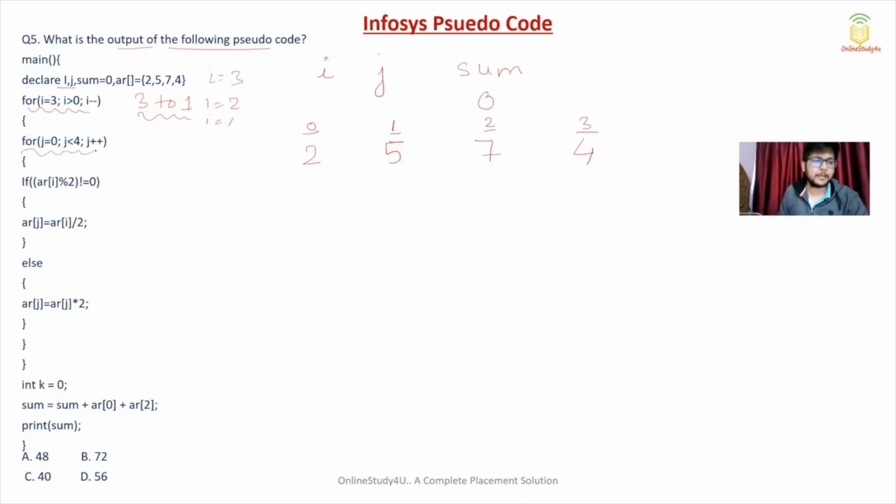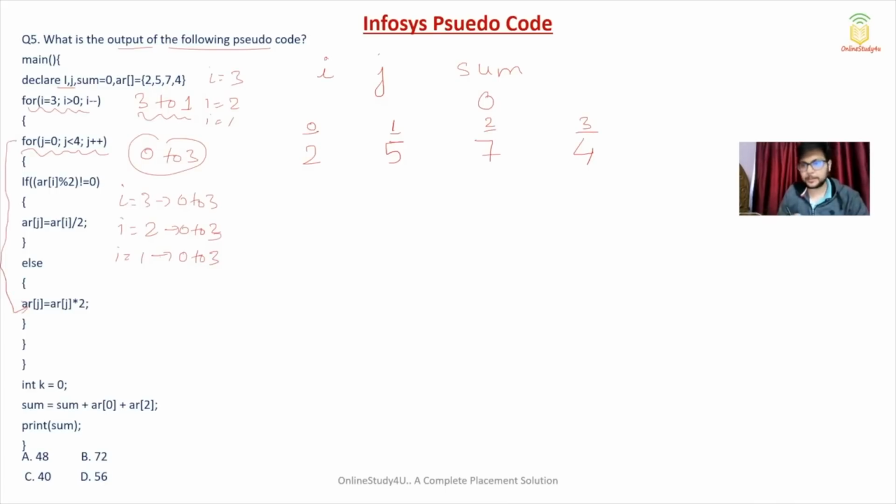And then I have an inner loop that runs from 0 to 3 for every iteration of i. So for i is equal to 3, it will first run from 0 to 3. Then i is equal to 2, it will run from 0 to 3. And then for i is equal to 1 also, it will run from 0 to 3. Okay, so we will do this, an inner loop.